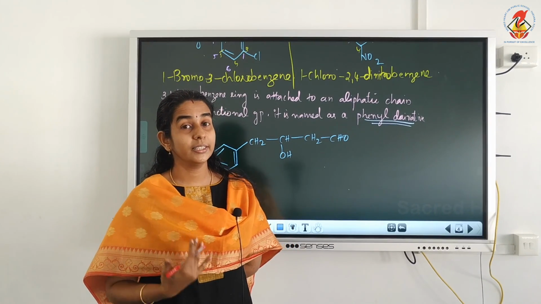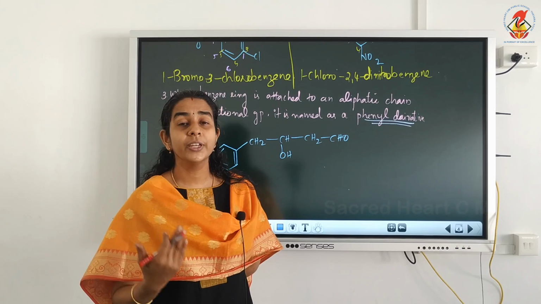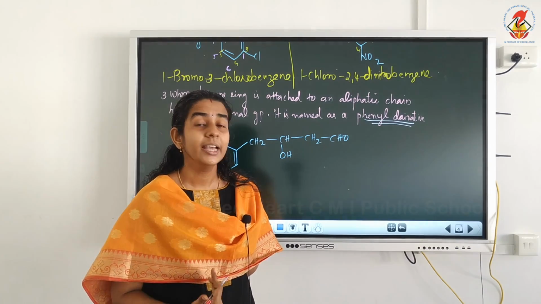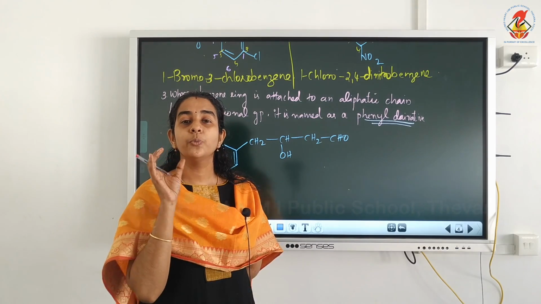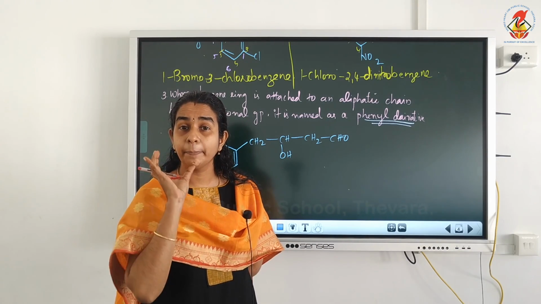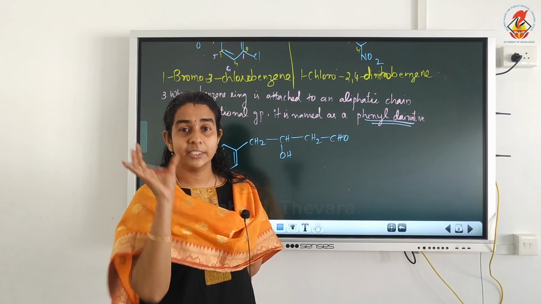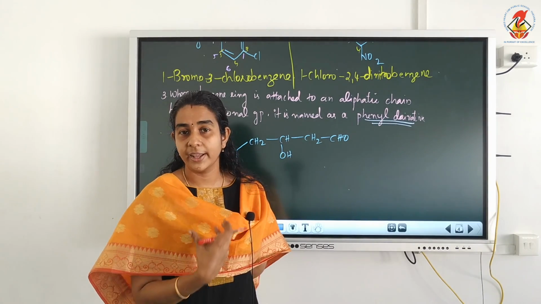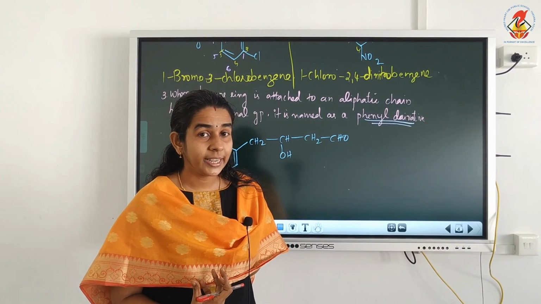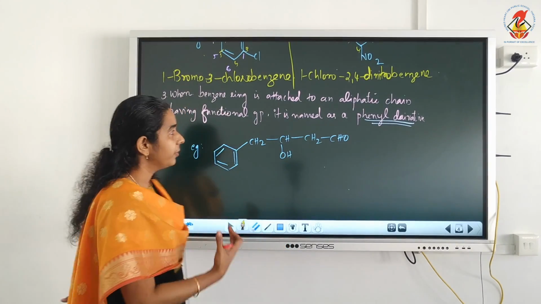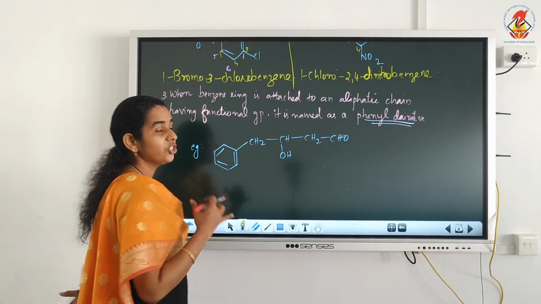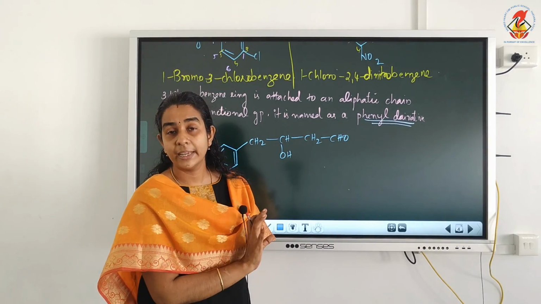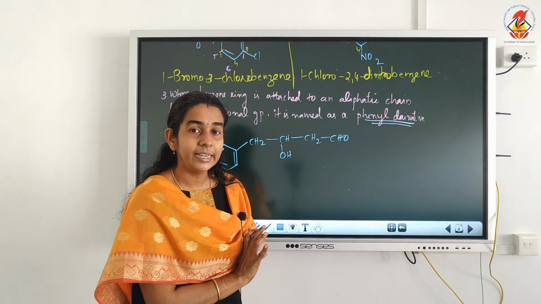Why is it considered a phenyl derivative? Why phenyl? Because the benzene ring will be considered as a substituent only. When the benzene ring is considered as a parent, it is called benzene. But when it comes as a substituent or branch, it is called the phenyl group. So when the ring is attached to a chain and the chain contains the functional group, the compound will be named as a phenyl derivative.